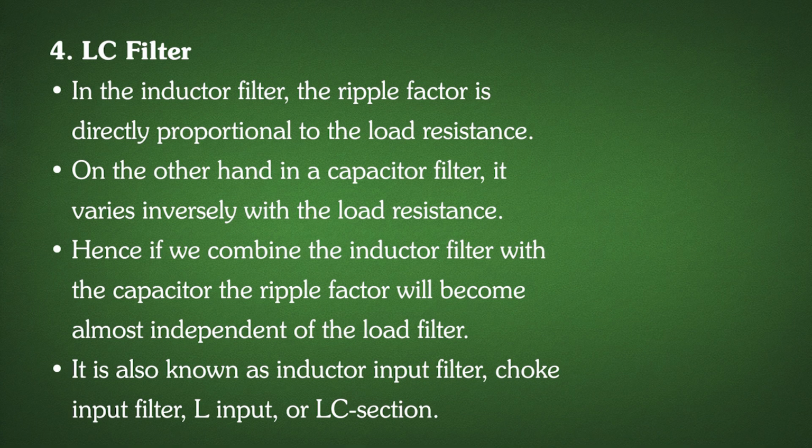In the inductor filter, the ripple factor is directly proportional to the load resistance. On the other hand, in a capacitor filter, it varies inversely with the load resistance. Hence, if we combine the inductor filter with the capacitor, the ripple factor will become almost independent of the load. It is also known as inductor input filter, choke input filter, L input or LC section.